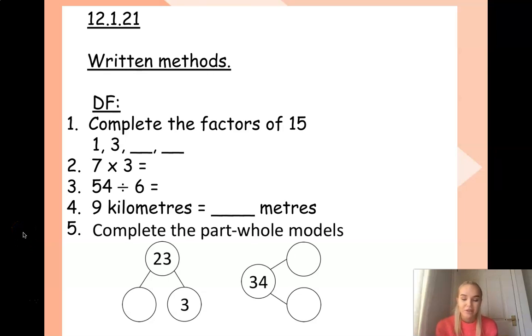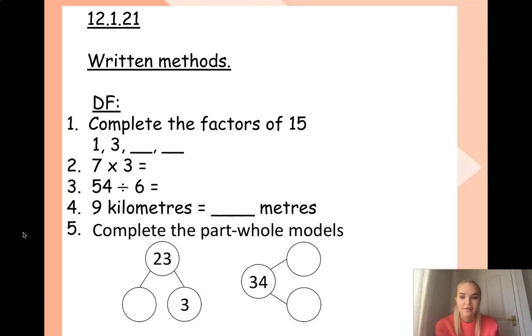Today we're going to be continuing with our topic of multiplication. This time we're going to be looking and learning about how we could use different written methods to help us work out different multiplication questions. To start with, you have your daily fluency. Can you please pause the video and work on these now?